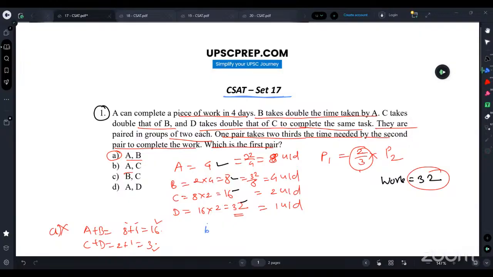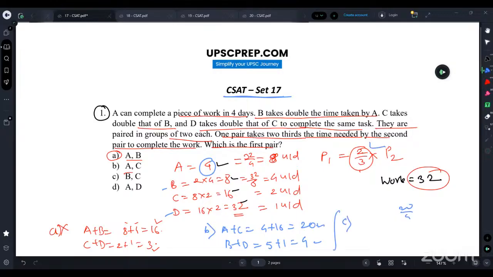See, now let's move to option B. Option B says A and C, right? So A is doing 8 units of work. So let's calculate A plus C. That will be 8 plus 2, 10 units per day. And similarly, the next remaining pair would be B plus D. B plus D will be 4 plus 1, so it is 5 units per day. Still, I am not getting the ratio. 10 by 5 is not 2 by 3, right? I should get the ratio of 2 by 3.